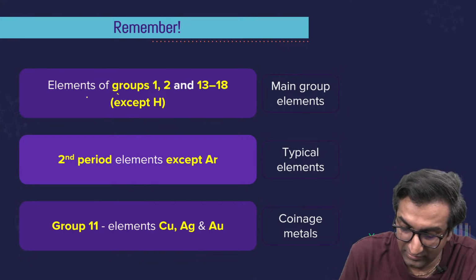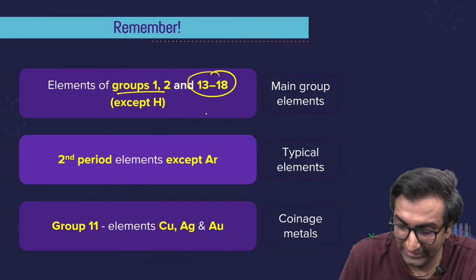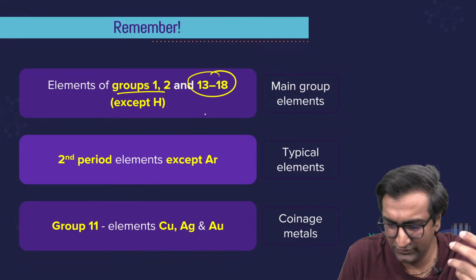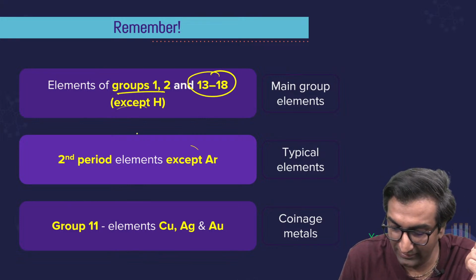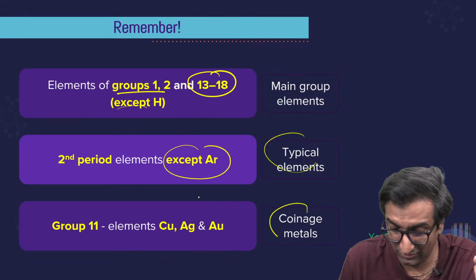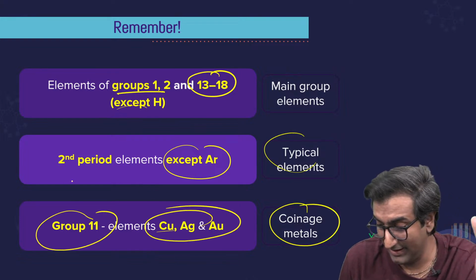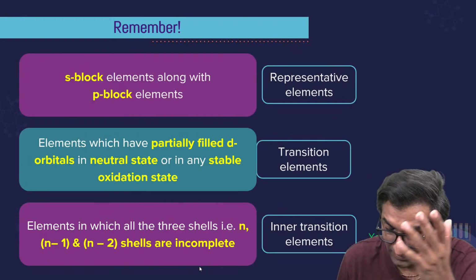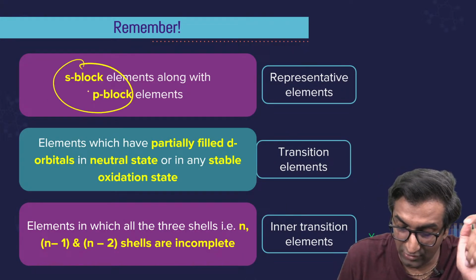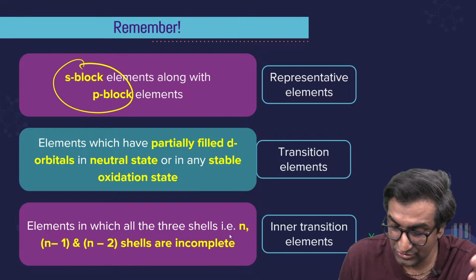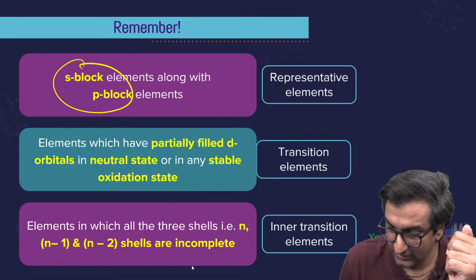So every element in groups 1, 2 and 13 to 18 is called the representative group elements or the main group elements, except hydrogen. Second period, except argon, is called typical elements. And coinage metals are these three. S and P are called representative. D is called transition. Inner transition is F block elements.